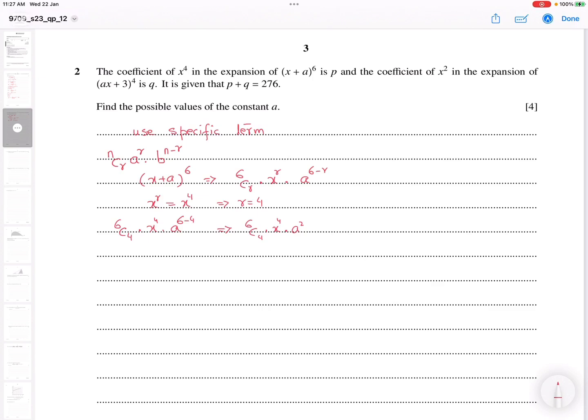And now the coefficient of x power 4 is 6C4 a power 2, which is 15a square. 6C4 is 15. We can write p is equal to 15a square. As he said in the question, the coefficient of x power 4 is p. So make it equation number 1.